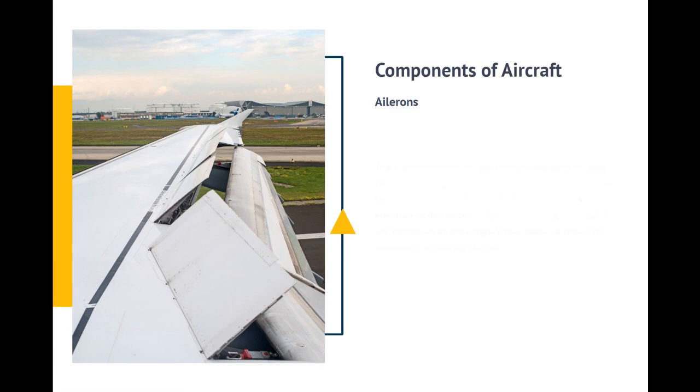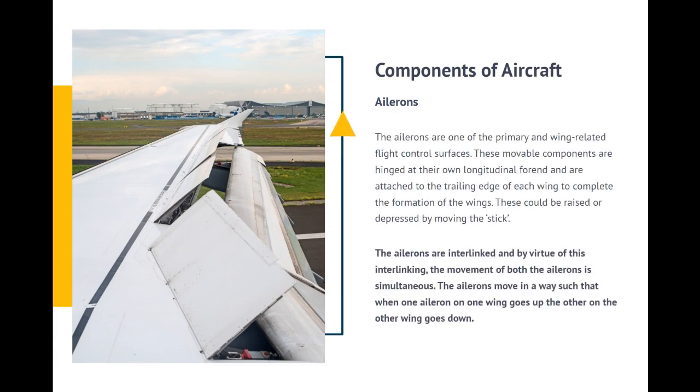Ailerons. The ailerons are one of the primary and wing-related flight control surfaces. These movable components are hinged at their own longitudinal forend and are attached to the trailing edge of each wing to complete the formation of the wings. These could be raised or depressed by moving the stick. The ailerons are interlinked, and by virtue of this interlinking, the movement of both the ailerons is simultaneous. The ailerons move in a way such that when one aileron on one wing goes up, the other on the other wing goes down.